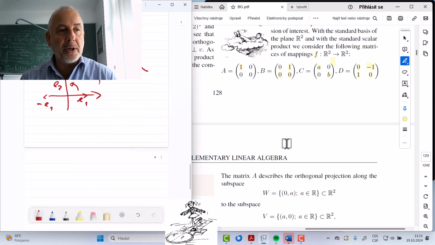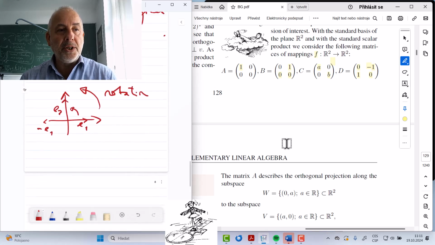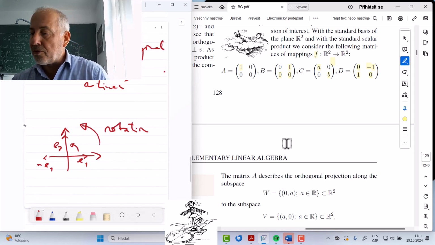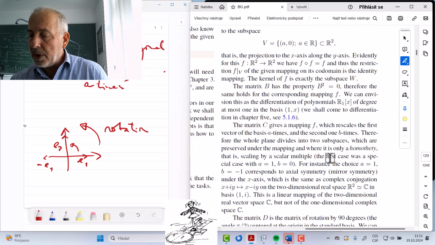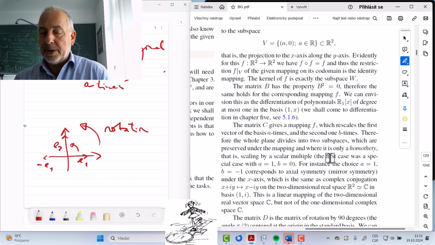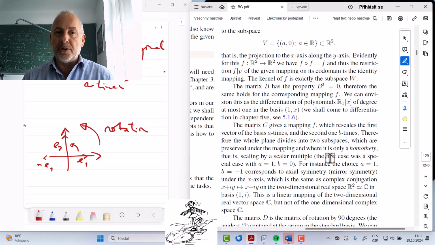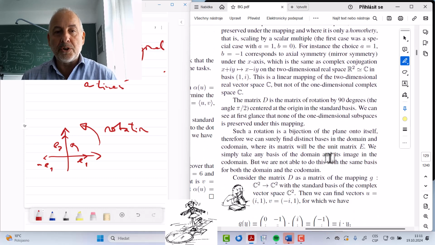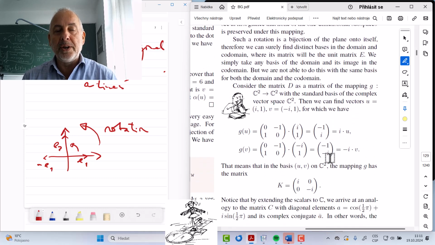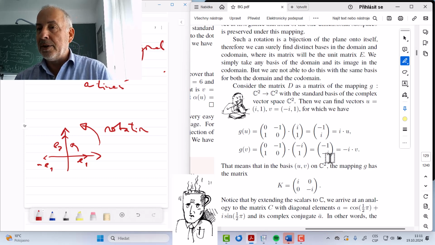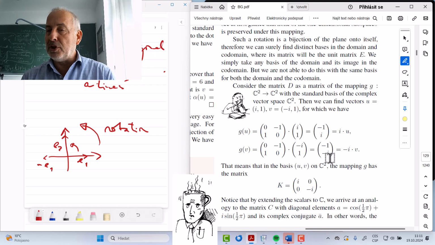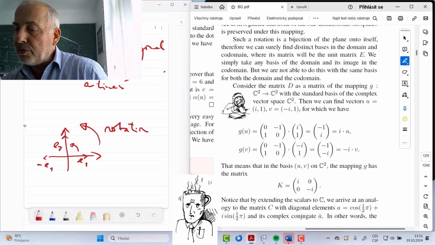But what about the mapping D? There the situation is quite different, because, as we may easily see, the problem is not that we can't find the basis in the proper way. The problem is that with the rotation by 90 degrees, we have to extend our understanding of the plane to complex scalars, and then we shall find a basis of such kind. That's something which is more difficult.